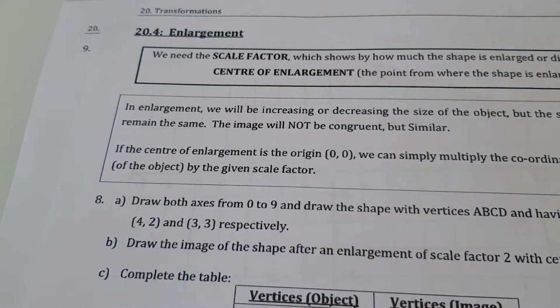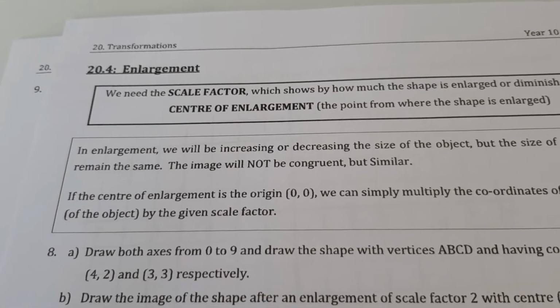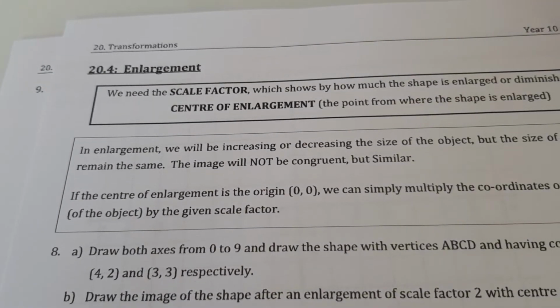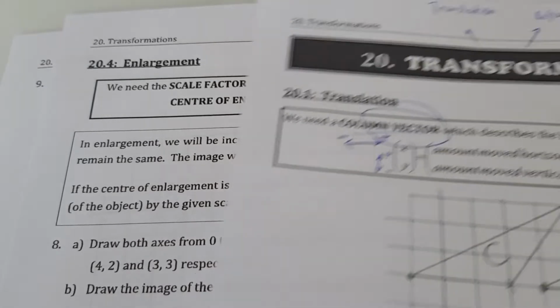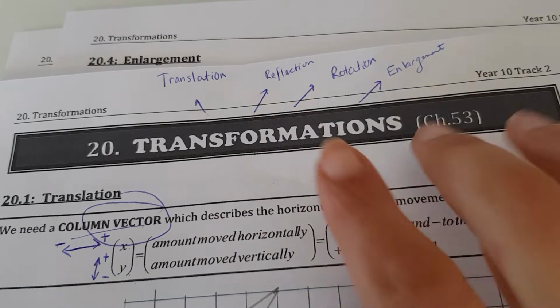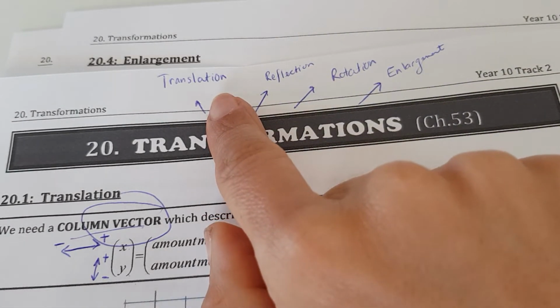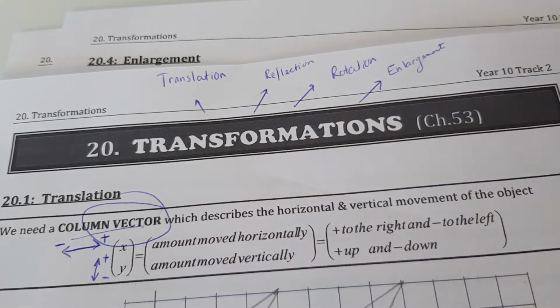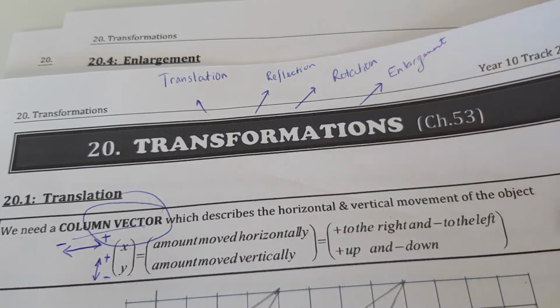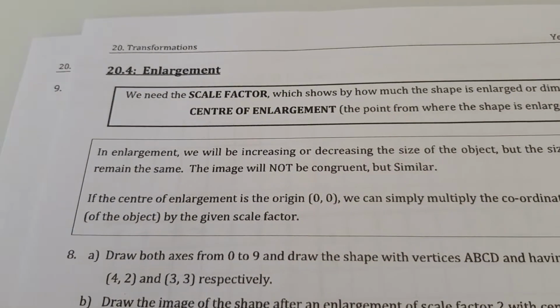Hello everyone, so this is the last lesson for the topic of transformations. Don't forget, we said we're transforming a shape by using 4 different elements: translation, reflection, rotation, or enlargement. We've dealt with the first 3 before, but now we will be doing enlargement.